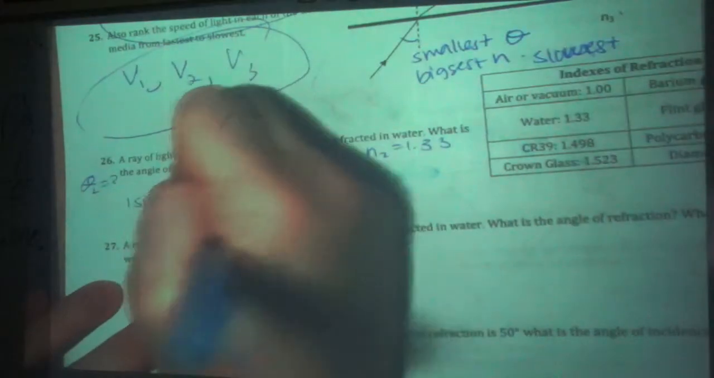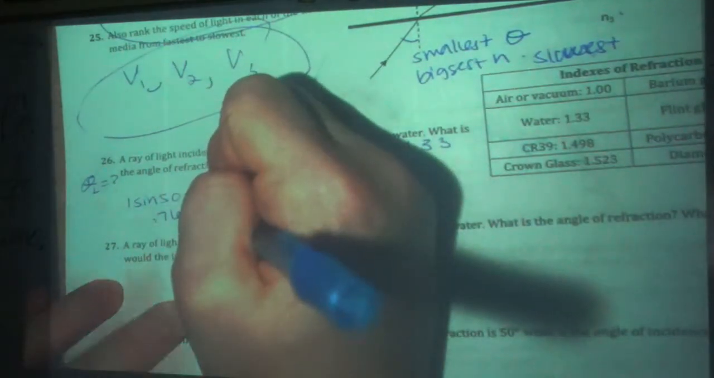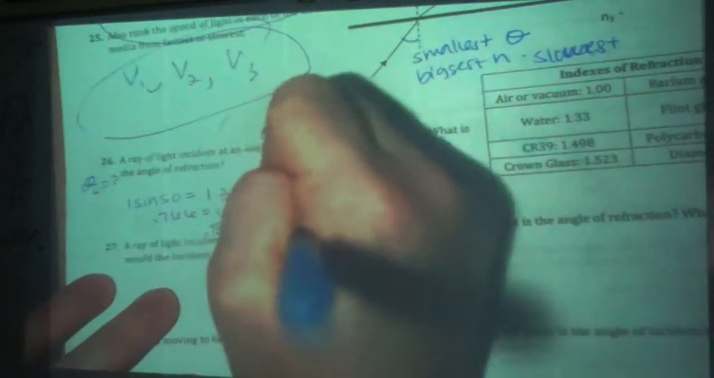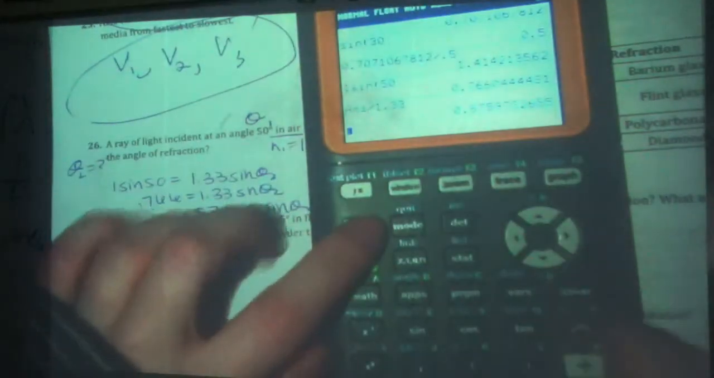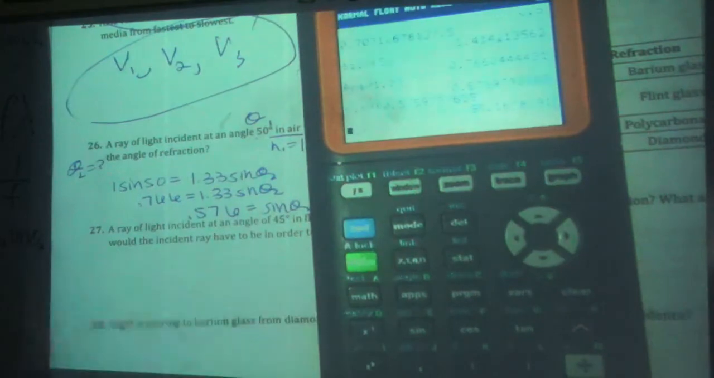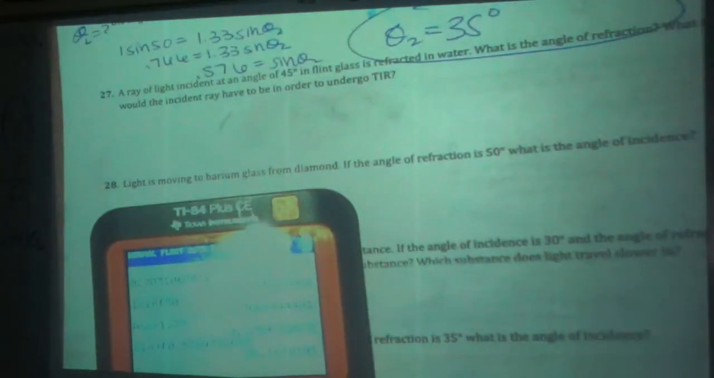That gives me 0.5716 equals sine of theta 2. And then now I'm just going to do second sine of that number, and that gives me the angle of refraction is 35 degrees. A ray of light incident at an angle of 45 degrees in flint glass is refracted in water. What is the angle of refraction?